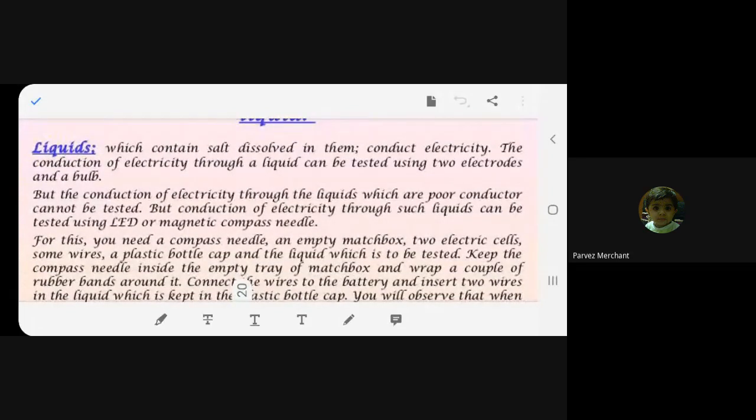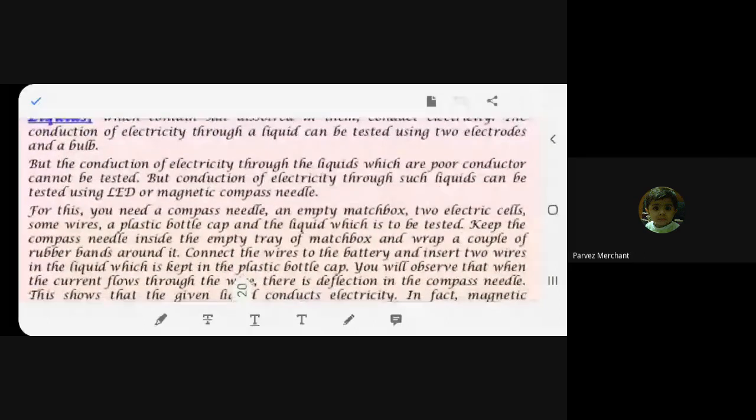Liquids which contain salt dissolved in them conduct electricity. The conduction of electricity through a liquid can be tested using two electrodes and a bulb. So what do we want in the circuit? A liquid, which liquid? Containing salt, isn't it? Yes, salt. Then what else do we want? Two electrodes and a bulb. So these are the things that we require for the circuit.